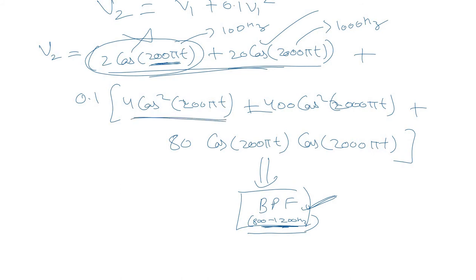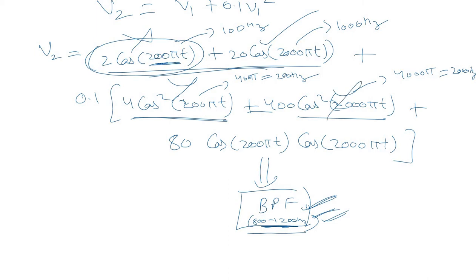Moving on to the third term, which is cos square 200 pi t, it's cos square, right? So the resulting frequency component will be 400 pi, which is equivalent to 200 Hertz, right? So obviously this won't pass through the passband, so this will be eliminated. Next is cos square 2000 pi t, so the available frequency is 4000 pi, which is equivalent to 2000 Hertz, right? And this will also not pass through the passband, so this will also be eliminated.